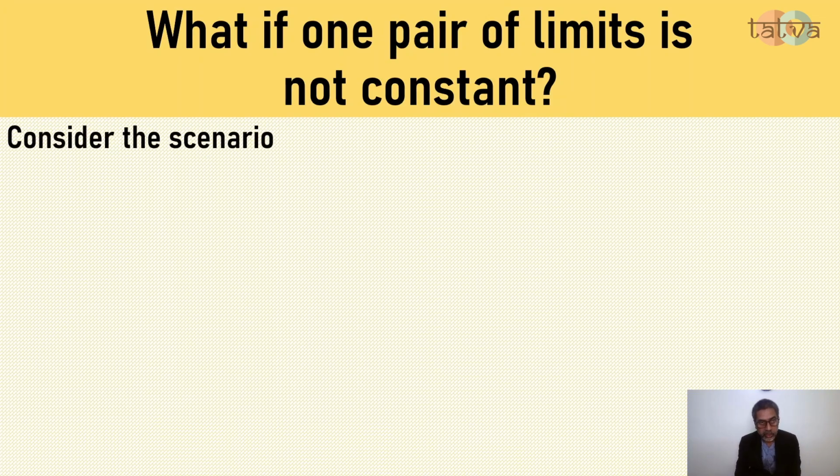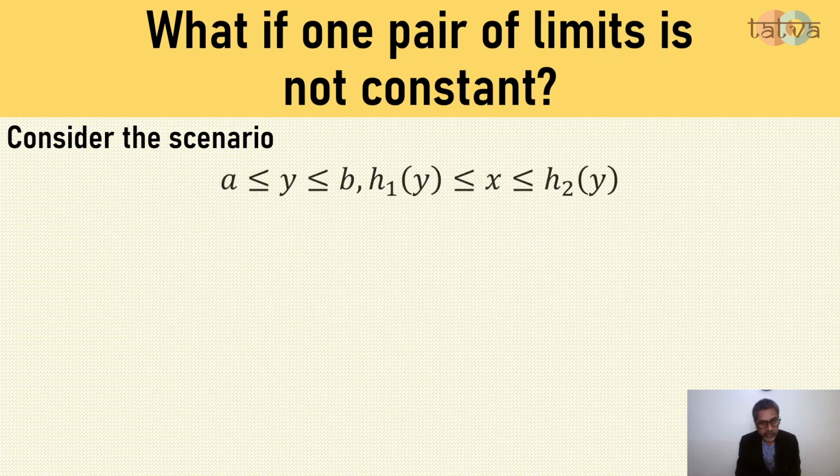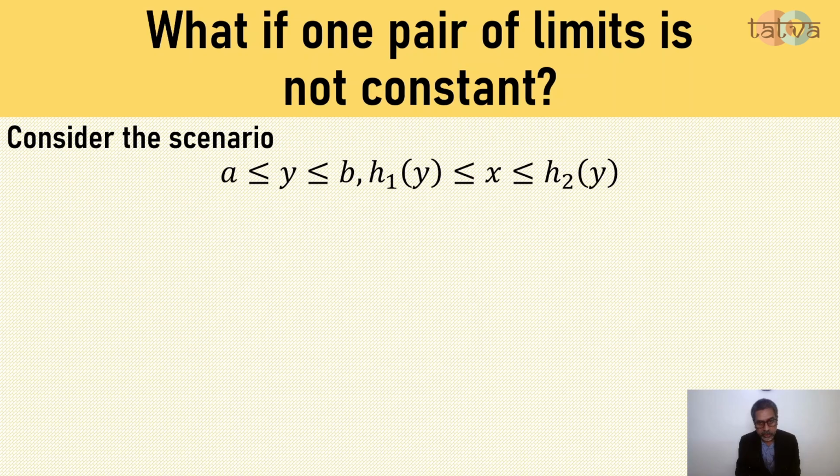So let's look at the other scenario where the limits are not constant in both the variables. So we have one pair of constant limits, that is y limits are constant now, but x varies between h1y and h2y. Where are these two limits coming from?